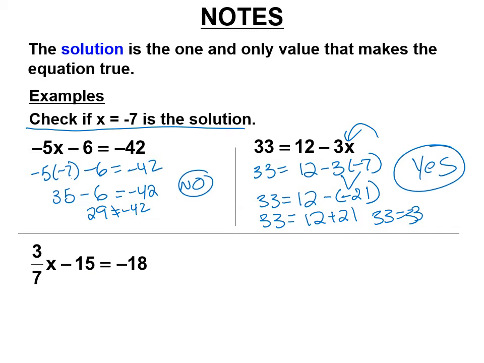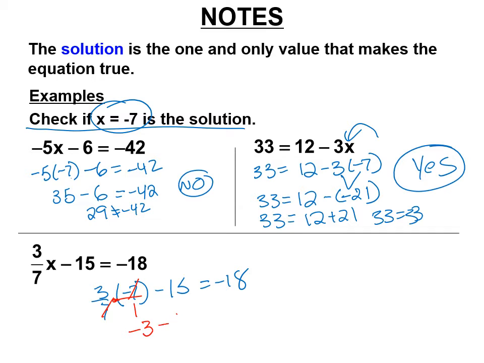Let's try one more here. So 3/7 times -7, because we're still doing x is -7, minus 15 equals -18. Now, if you don't know this, when you multiply fractions, this is 3/7 times the fraction -7 over 1. You can cancel these 7s, top and bottom, same number top and bottom. And so that becomes -3.